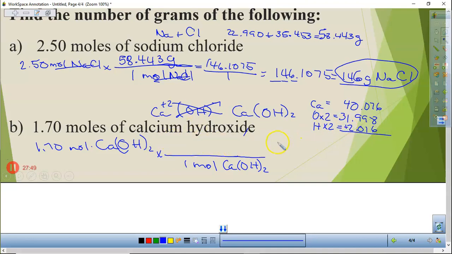All right, 40.076 plus 31.998 plus 2.016. Okay, that gives me a syntax error, so let me try again. Let me put my pen down. Try again. 40.076 plus 31.996 plus 2.016. There's a 6 there. Oh, 31.998. Just kidding.